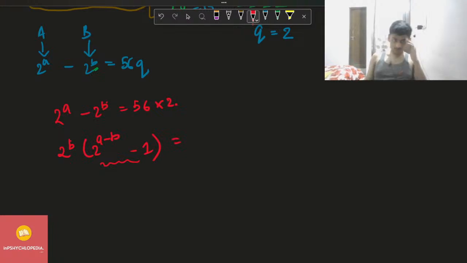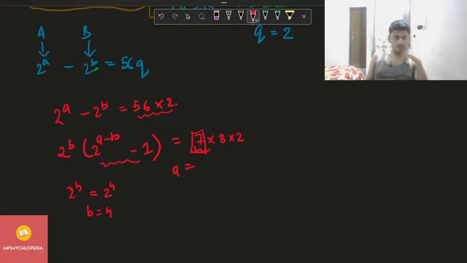So let us now factorize this to get the odd number. It will come out to be 7 into 8 into 2. The only odd number here will be 7, no other odd number can be formed. So 2 to the power b is equal to 8 into 2, that is 2 to the power 4. So b is equal to 4, we got here.